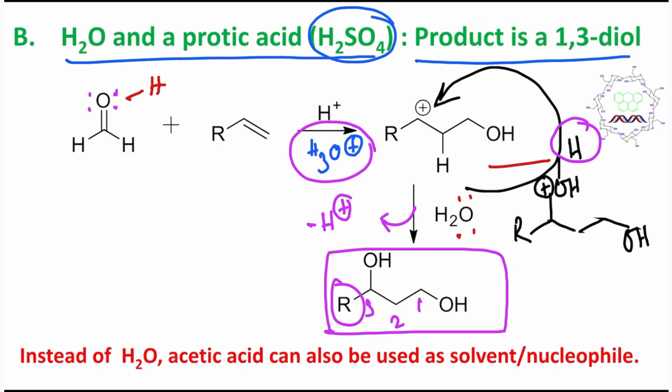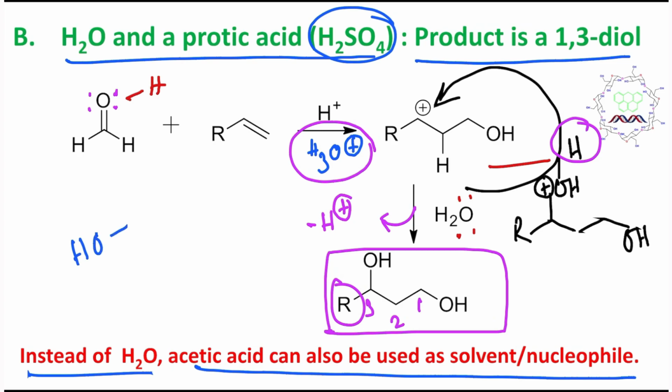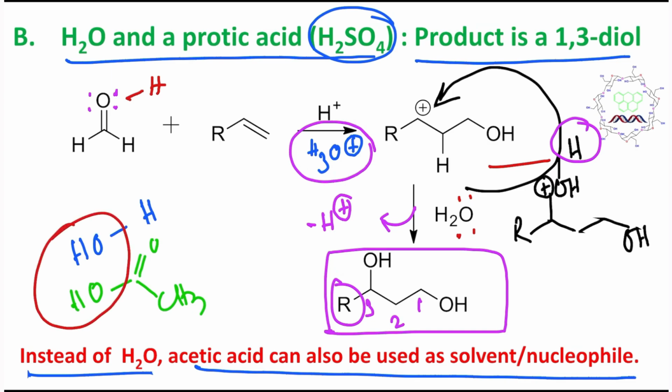Now instead of water, acetic acid can also be used as a solvent or nucleophile, then you can expect the final product to be the acetate ester. By the way, what is the difference between acetic acid and water such that this kind of property could be observed for acetic acid? There is a structural similarity between water and acetic acid, and in both cases the oxygen has a lone pair of electrons, so they can participate in the reaction. For example, these can attack here and ultimately it can produce this ester derivative.